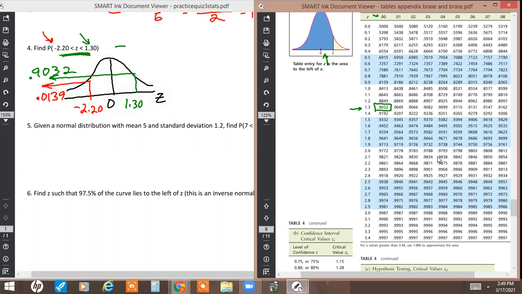So this probability is going to equal 0.9032 minus the 0.0139. Because what we're looking for is this region right here. We want to know what is this area under here, right? And so on a calculator, I'm going to do 0.9032, and I'm going to subtract 0.0139. And I'm going to get 0.8893.